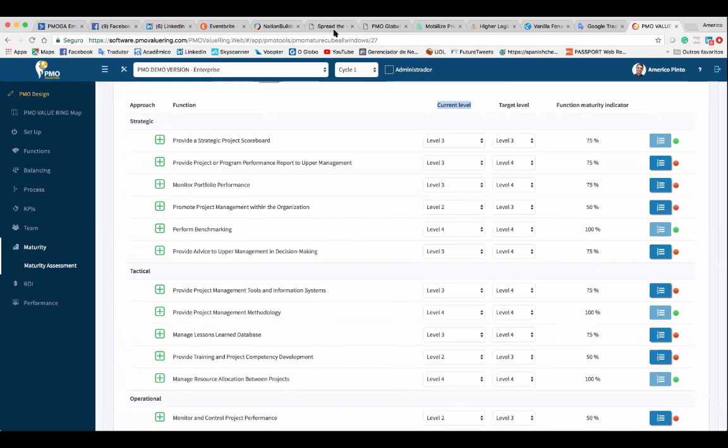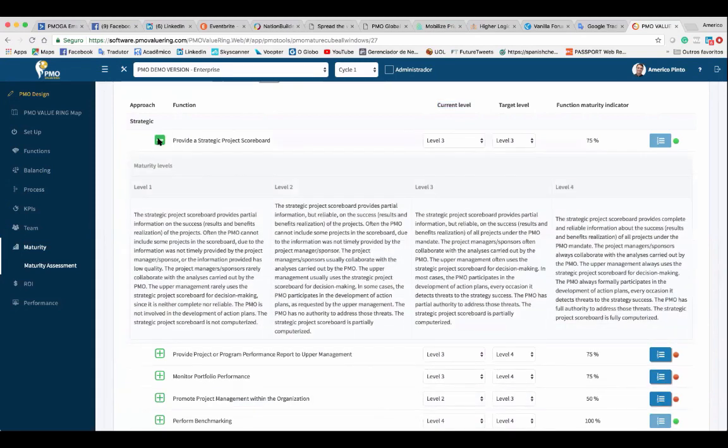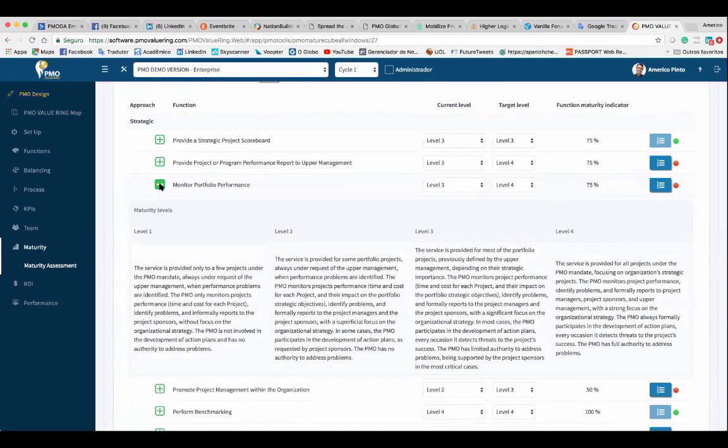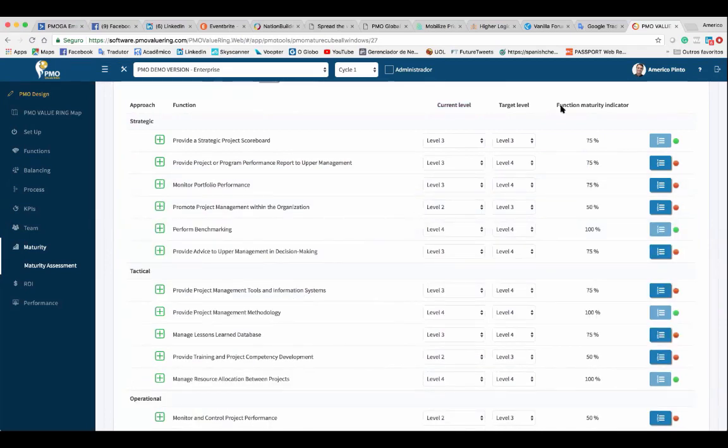And let me see if we have a question. How many levels? 4. For each function, we have 4 levels. Look, 4 levels, 4 levels, 4 levels, and so on. So you have to tell what is your current level and what is your target level, all right?